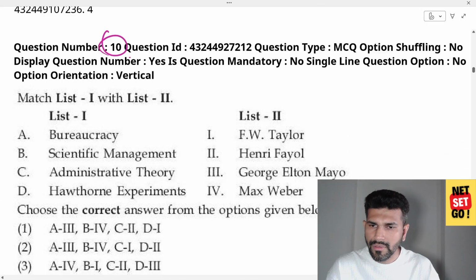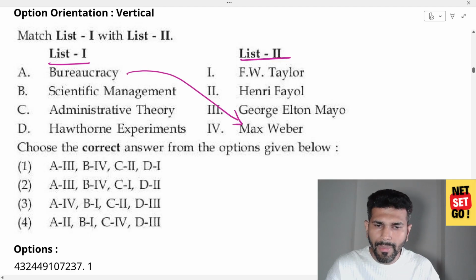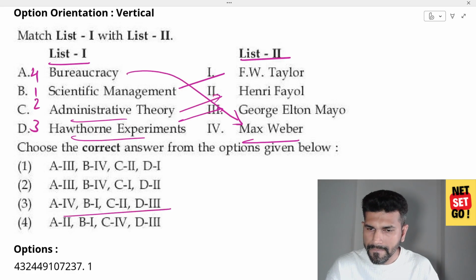Next, match the list 1 and 2. Bureaucracy. This concept was provided by Max Weber. Scientific management by Taylor. Administrative theory by Henry Fayol. And Hawthorne experiment by Elton Mayo. So correct sequence is 4, 1, 2, 3. Option 3 is correct answer.